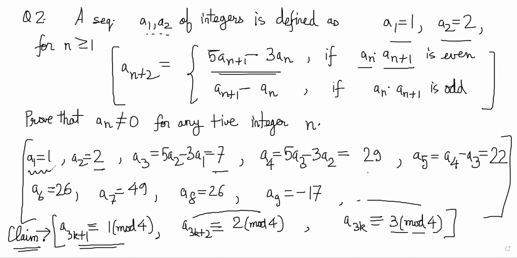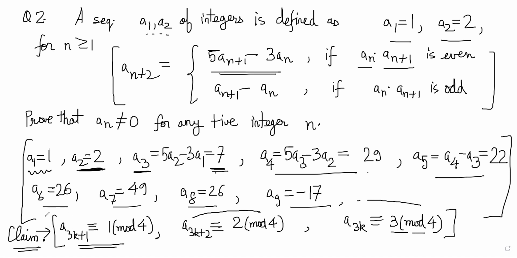This is a(3k+1), so notice that it is 1 mod 4. And this is a(3k+2), this is 2 mod 4. And a(3k) is actually coming out to be 3 mod 4, right? And you can confirm this with all of these numbers. All of these numbers follow this pattern. They are giving the same residues 1, 2, and 3 mod 4, right?